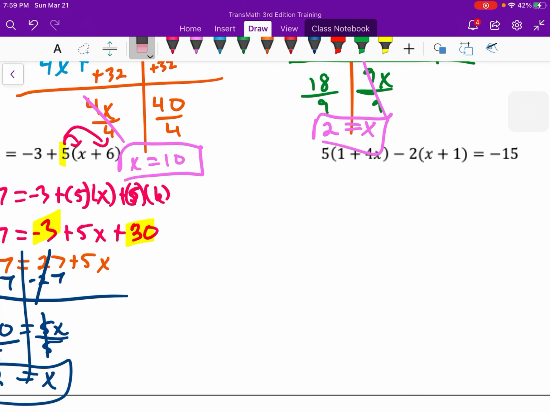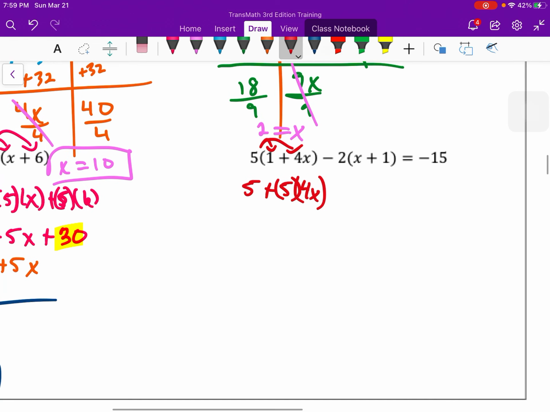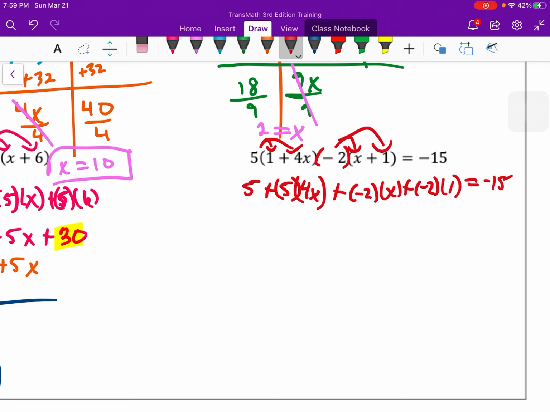This last one, I'm going to get rid of this box. That was 2. I'm going to distribute twice. We have to use the distributive property twice. This becomes 5 times 1, which is 5, plus 5 times 4x. Now I have to distribute a negative 2 through. So plus negative 2 times x plus negative 2 times 1 equals negative 15.